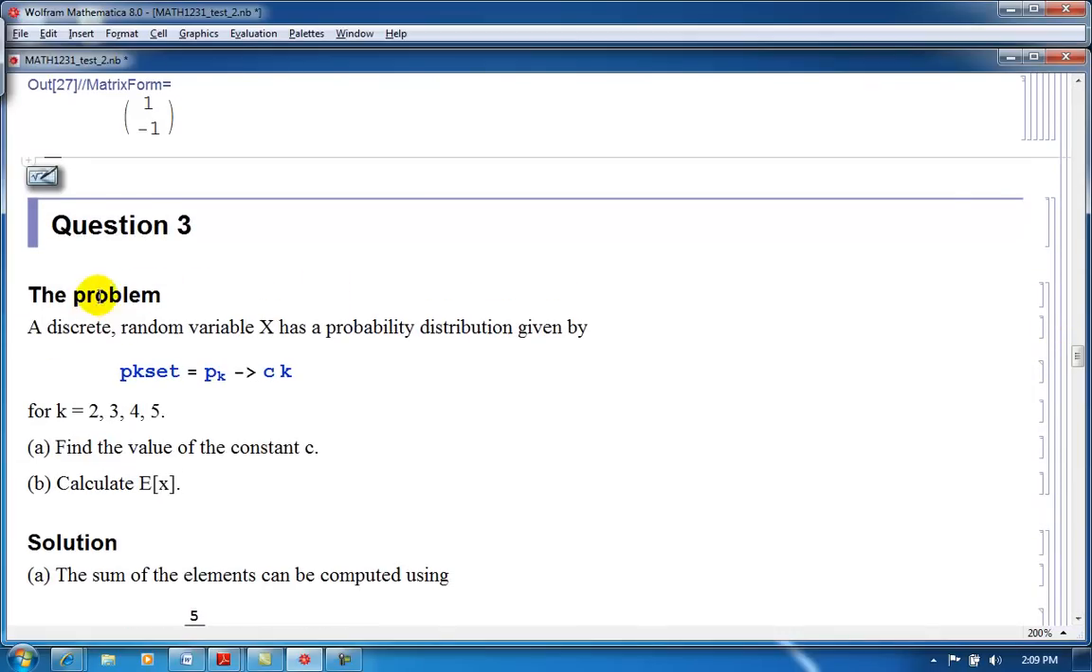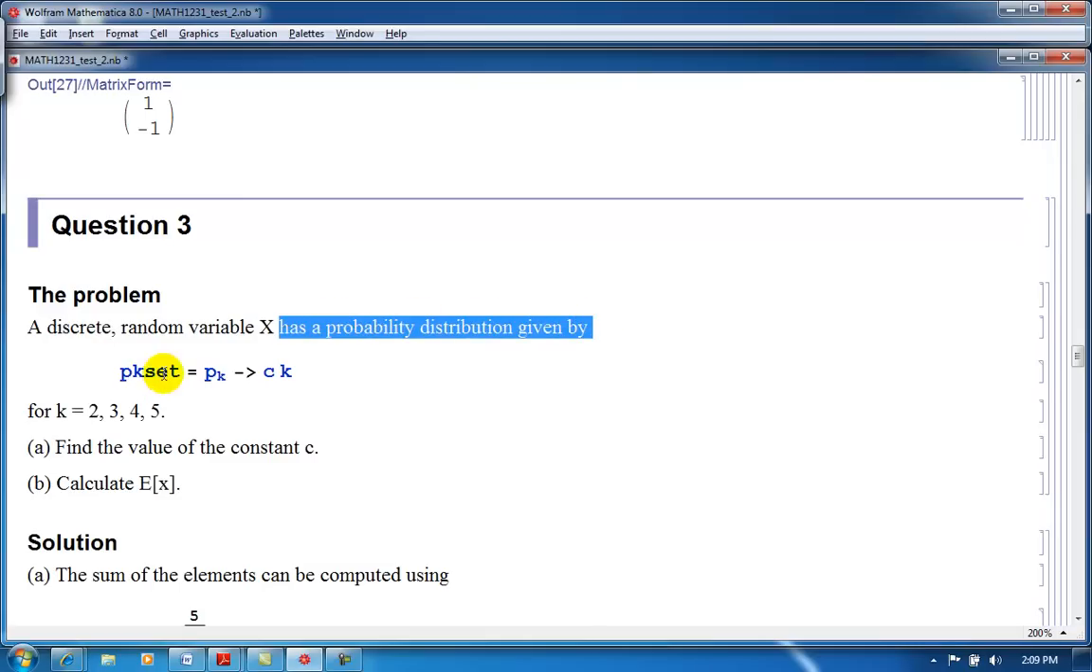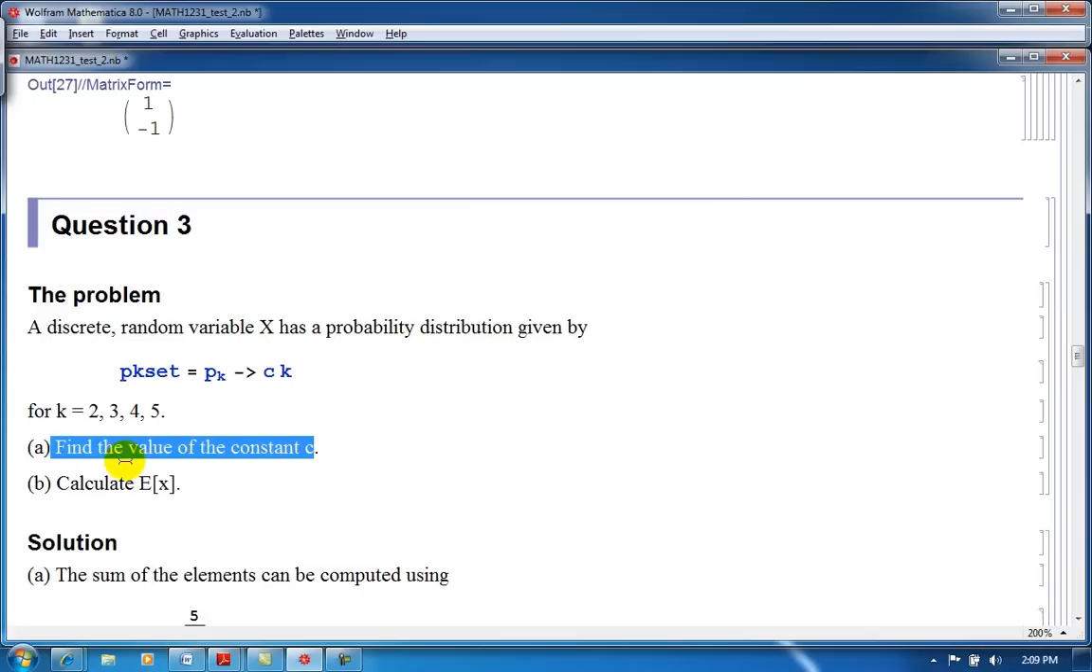So this is about probability. We've got a discrete random variable x, and it has a probability distribution given by this. So the kth element of this distribution is c times k. And that's for k equals 2, 3, 4, 5, and we're asked to find the value of the constant c and to calculate the expectation value.